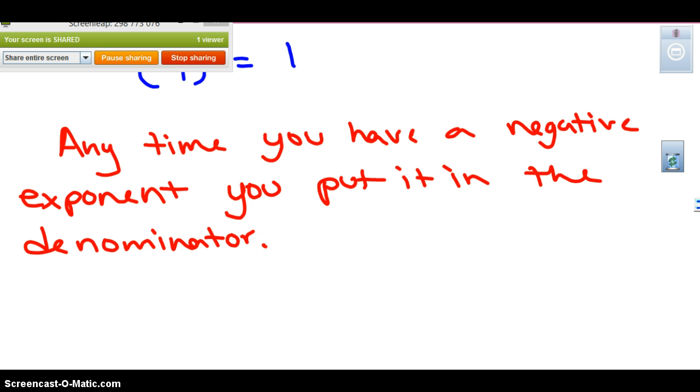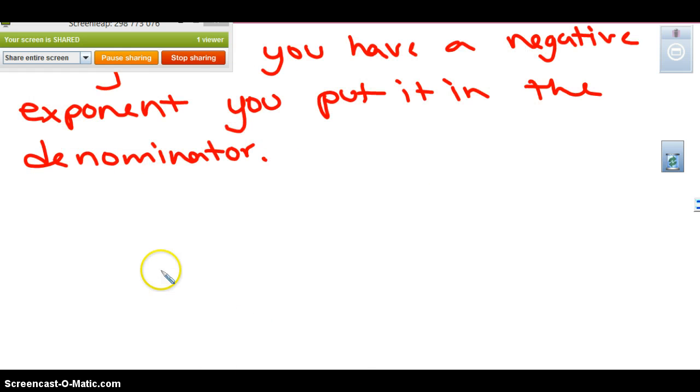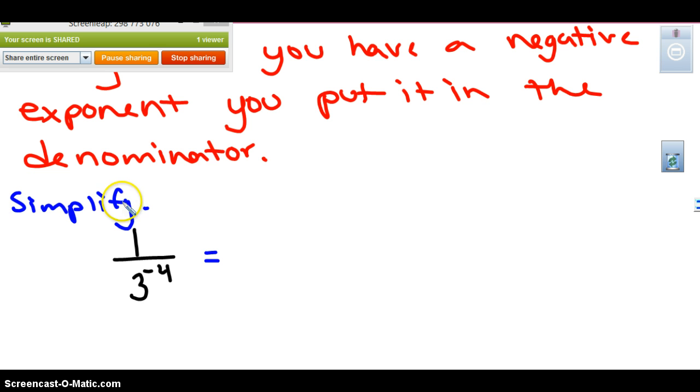So let's say we get it backwards. Let's say we have 1 over 3 to the negative 4th power. So now we've got the negative exponent in the denominator. What do you think we have to do to make this negative exponent positive? In other words, simplify.